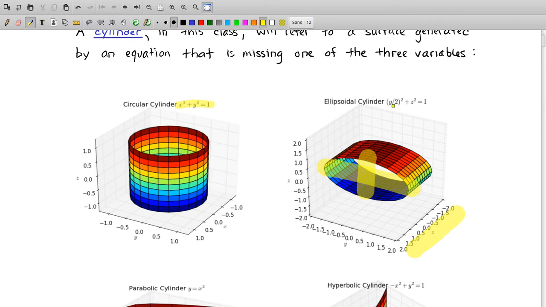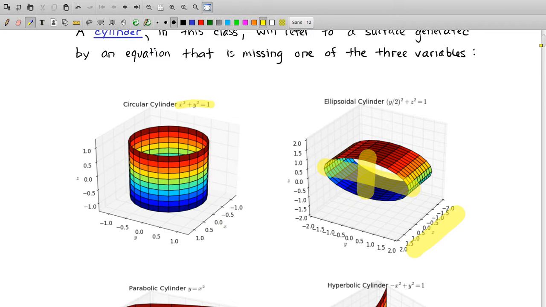And so in general, this number underneath the y is the radius in the y direction. The larger number is called the major axis, and the number underneath the z, here it's just 1, would be the radius in the z direction. In this case, it's the smaller, and it would be called the minor axis of the cylinder. So these are both called cylinders: a circular cylinder and an ellipsoidal cylinder.